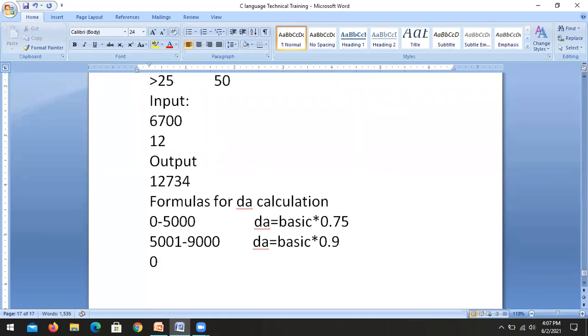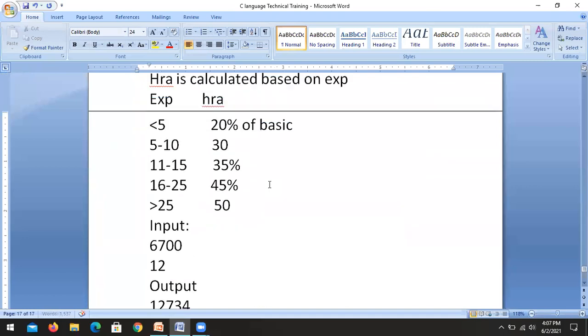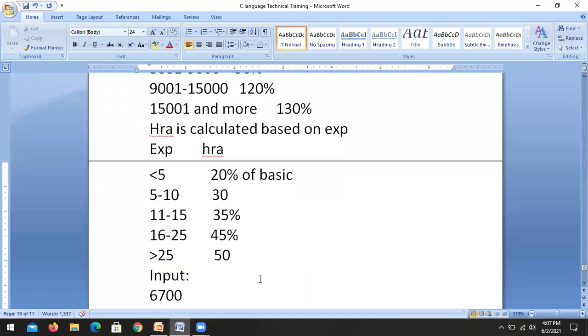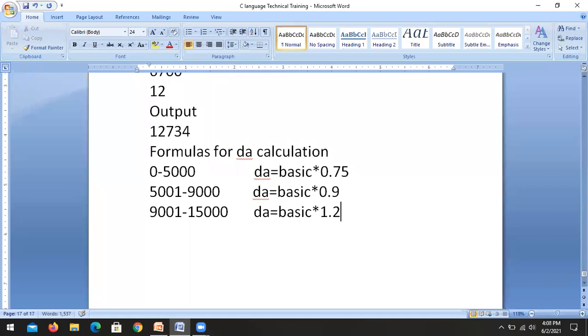Nobody will tell you. For 9,001 to 15,000, DA equals basic into 120%, which means 120 by 100, that is 1.2. For greater than 15,000, DA equals basic into the percentage. Yes, very good, this is the way.